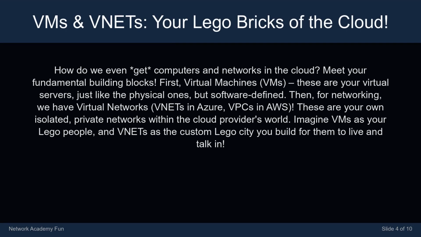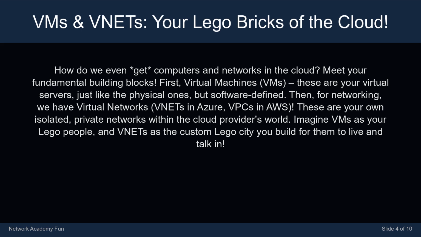How do we even get computers and networks in the cloud? Meet your fundamental building blocks. First, virtual machines, VMs. These are your virtual servers, just like the physical ones, but software defined. Then, for networking, we have virtual networks, VNETs in Azure, VPCs in AWS. These are your own isolated, private networks within the cloud provider's world.